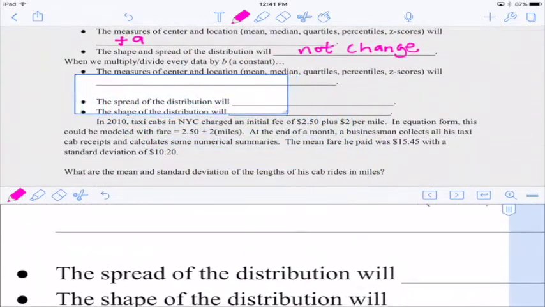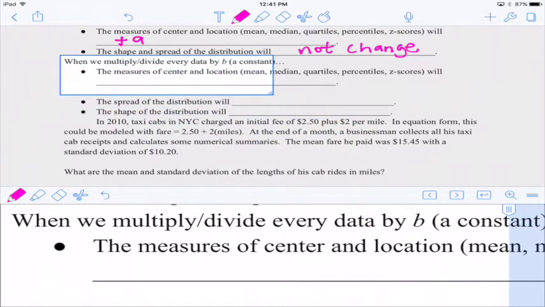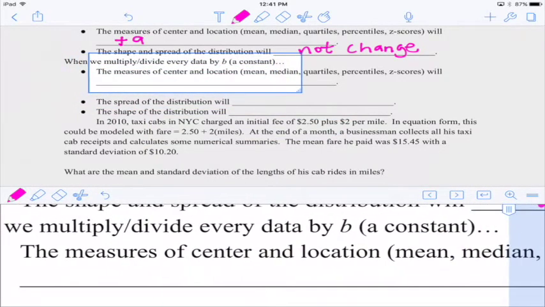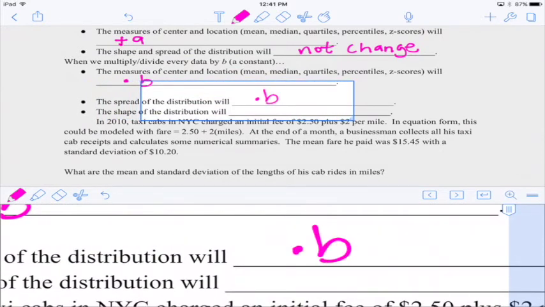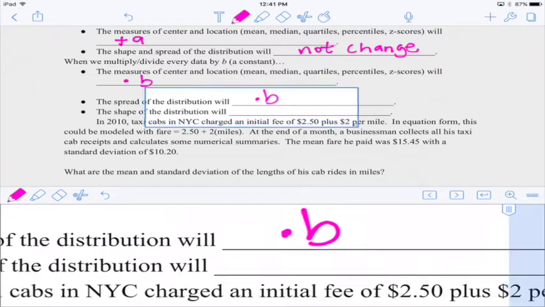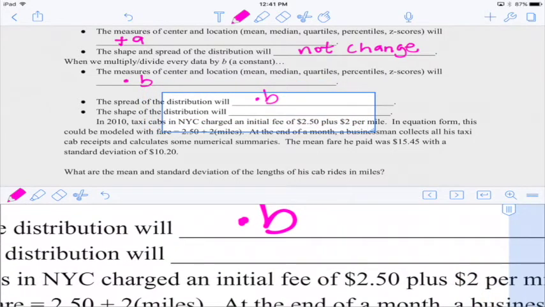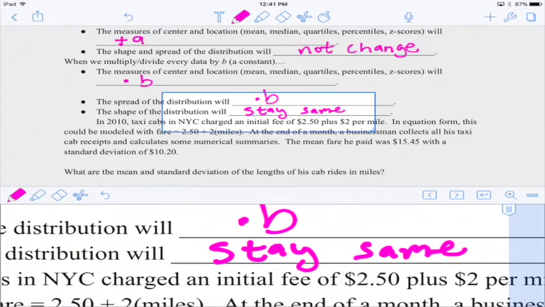When we multiply or divide every data value by b, which is also a constant, the measures of center and location will multiply by b as well. The spread of the distribution will also multiply by b, because it's going to get wider or narrower if the number is small. And the shape of the distribution will also stay the same. It might get wider, but the overall shape that we're talking about, the symmetry and the skewness and all that, will stay the same.